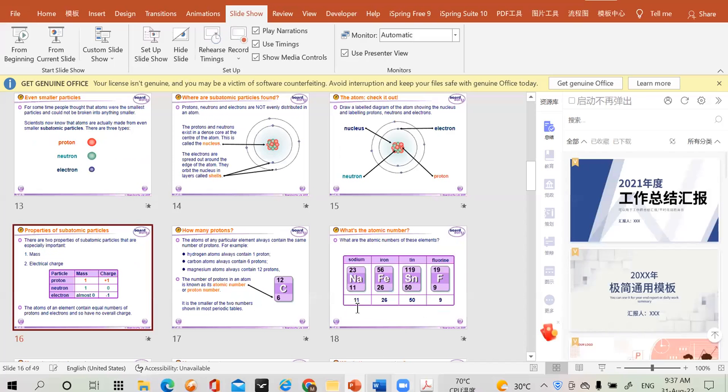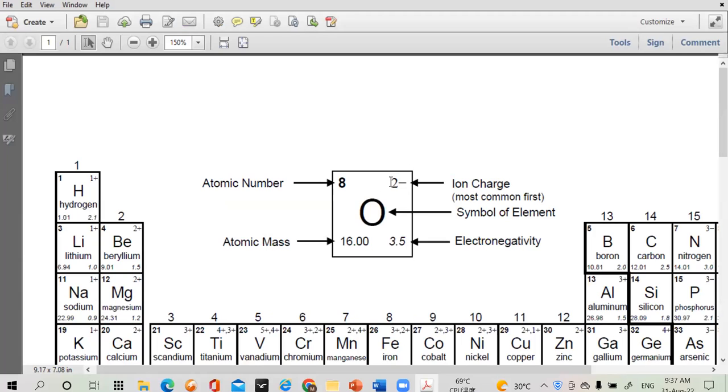So in the periodic table you see here, this ion charge up here is only when these atoms lose or gain electrons. But on their own, in pure state, they will have no charge at all because you balance the protons and electrons.